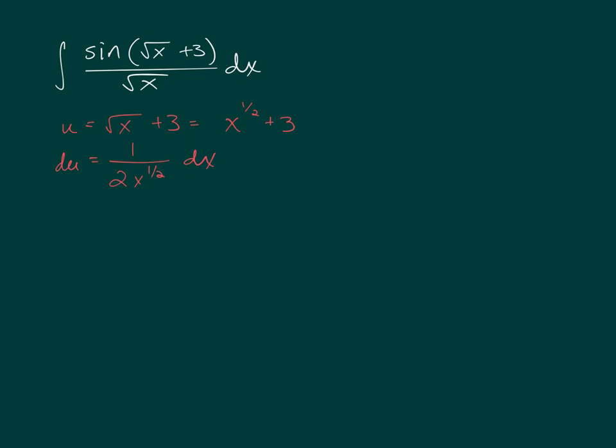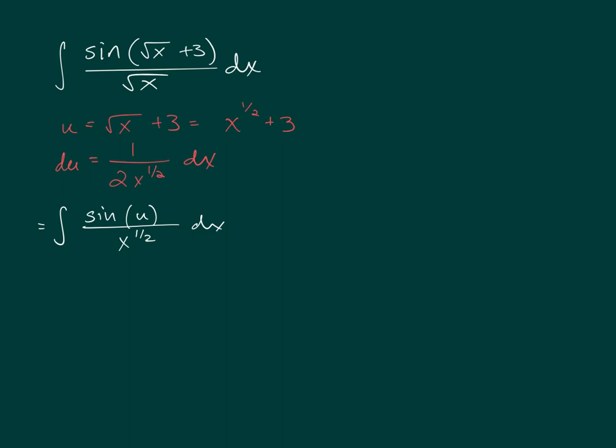dx. If you can remember that 1/2 is the same thing as a square root, you can see we have a 1 over square root of x here, dx. We also have that here as well. We have the over square root of x, dx. So let's get to substituting here first. Let's do this. We have sine of u all over x to the 1/2 dx.